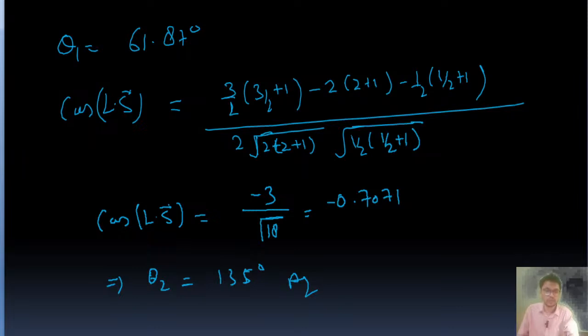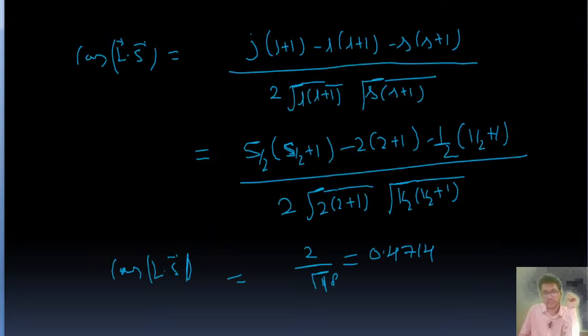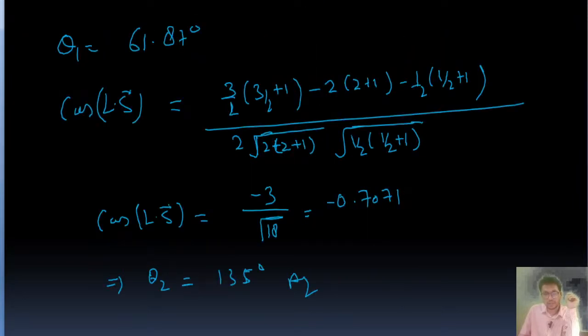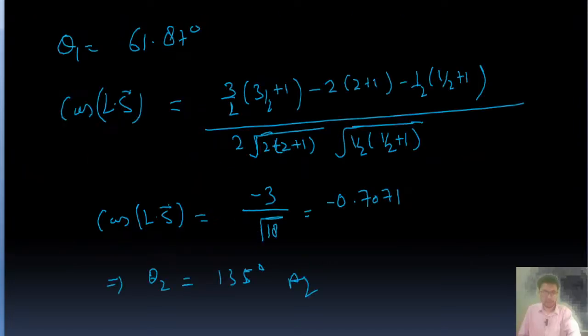So there are two values for the angle. For j equal to 5 by 2, the angle theta 1 is 61.87 degrees, and for j equal to 3 by 2, the angle theta 2 is 135 degrees. Okay, well, this is the one.